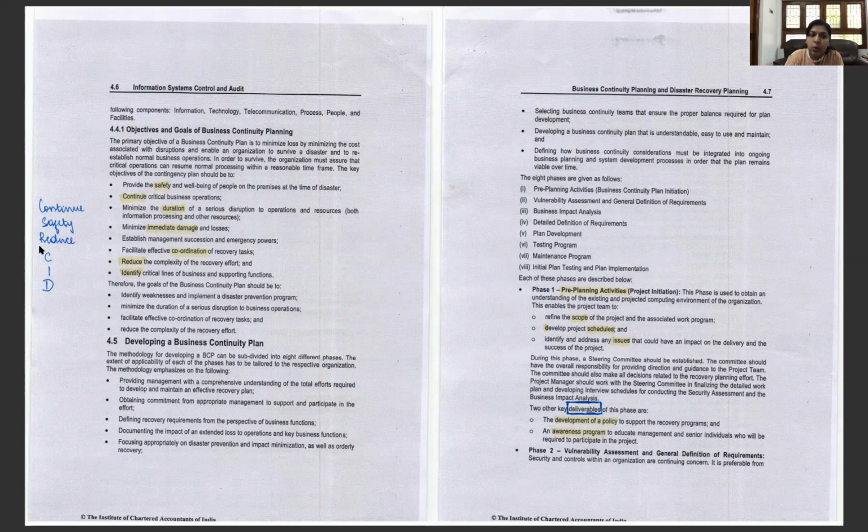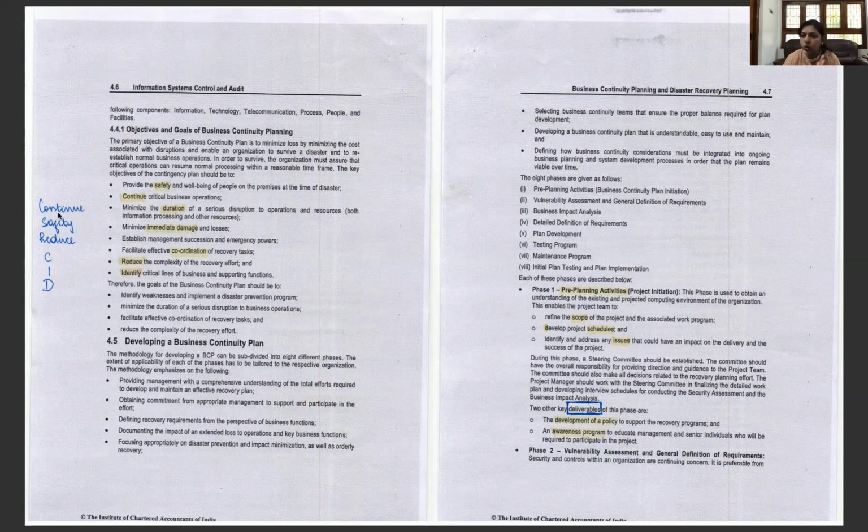And next is to reduce what? Reduce the complexity of the recovery effort. And then CID: C for coordination, facilitate effective coordination of recovery tasks. I is to identify the critical line of business, and D is duration, minimize the duration of serious disruptions. So let us say it once again.